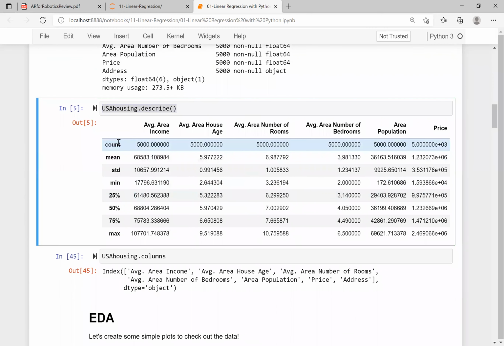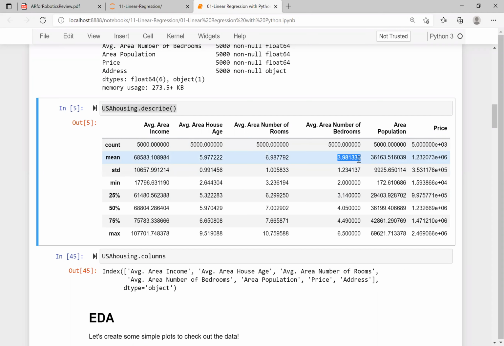So count is the number of occurrences, and it will be the same. Then mean. What is the mean of this particular column? The mean income in all the 5,000 rows is 68,000. Mean age of house is around 6 years. Mean number of rooms is around seven, or you can say six. And number of bedrooms is around four.